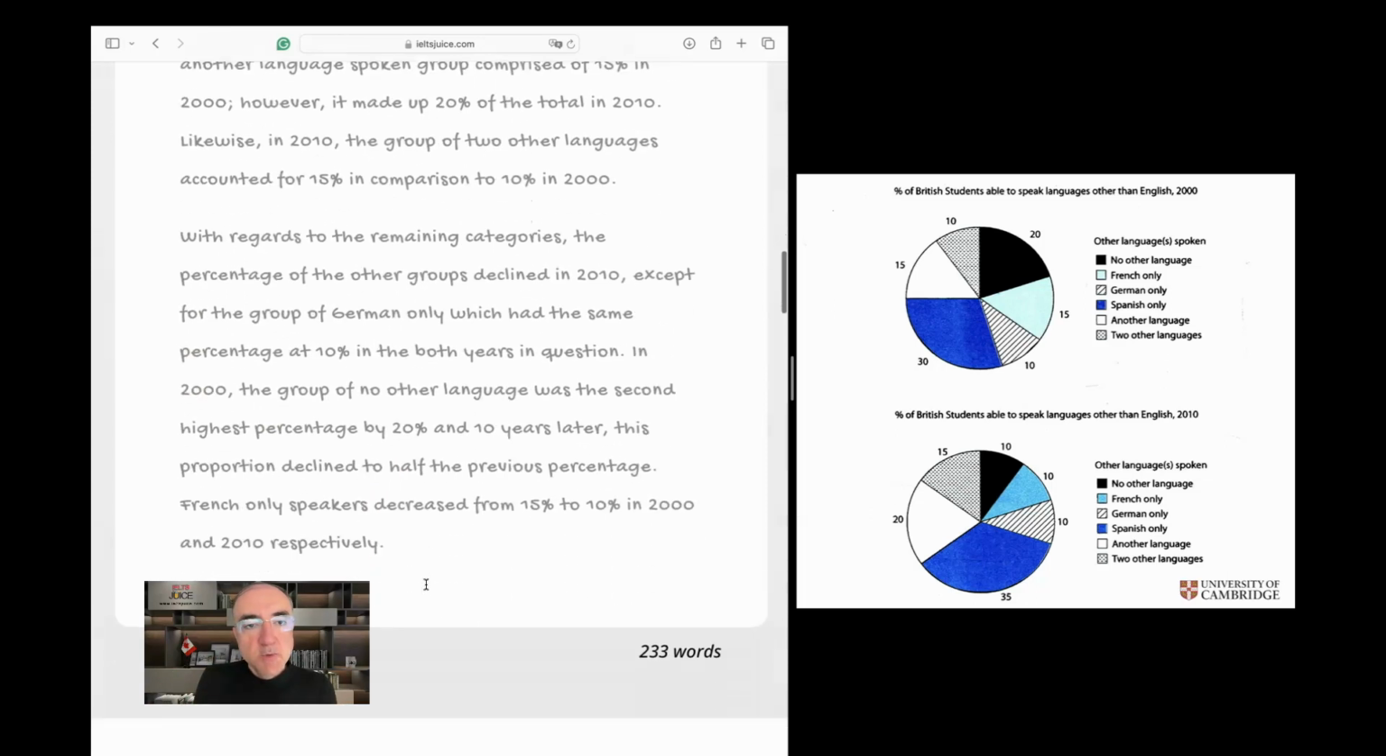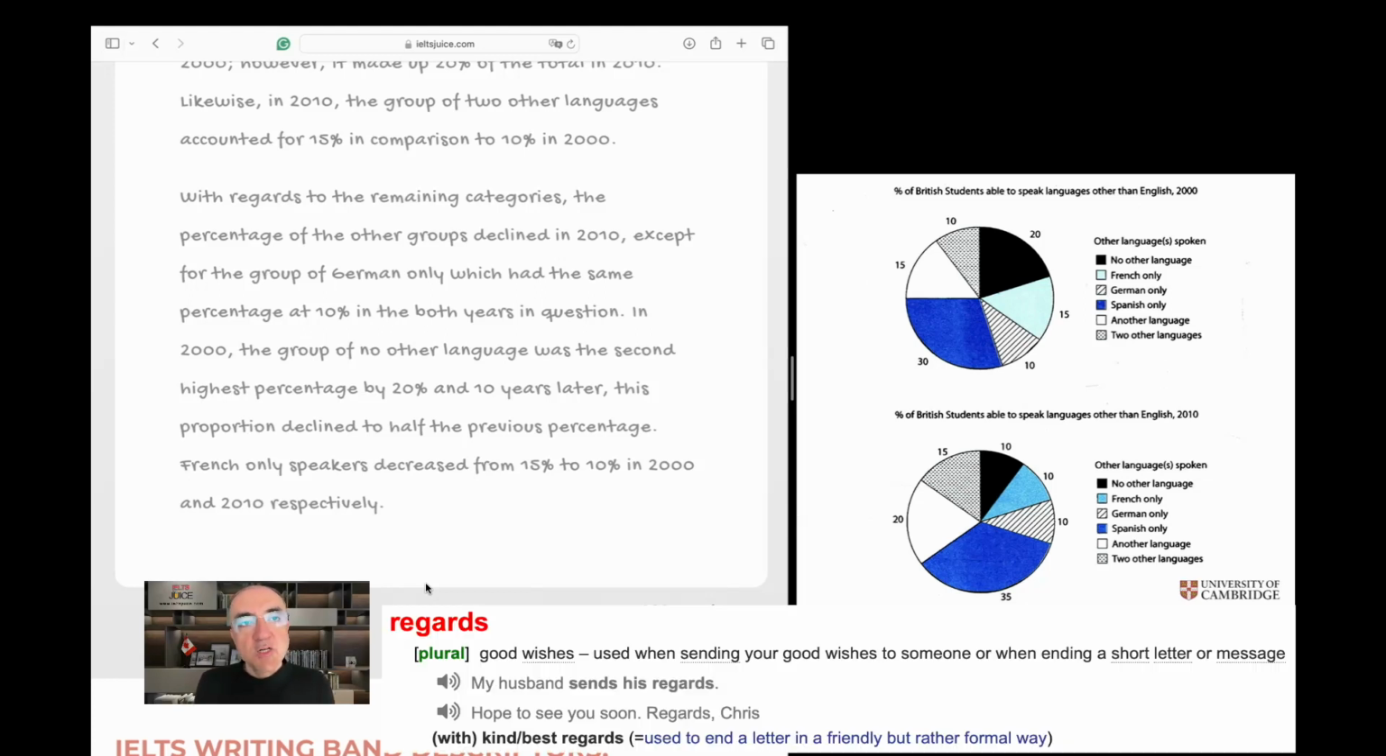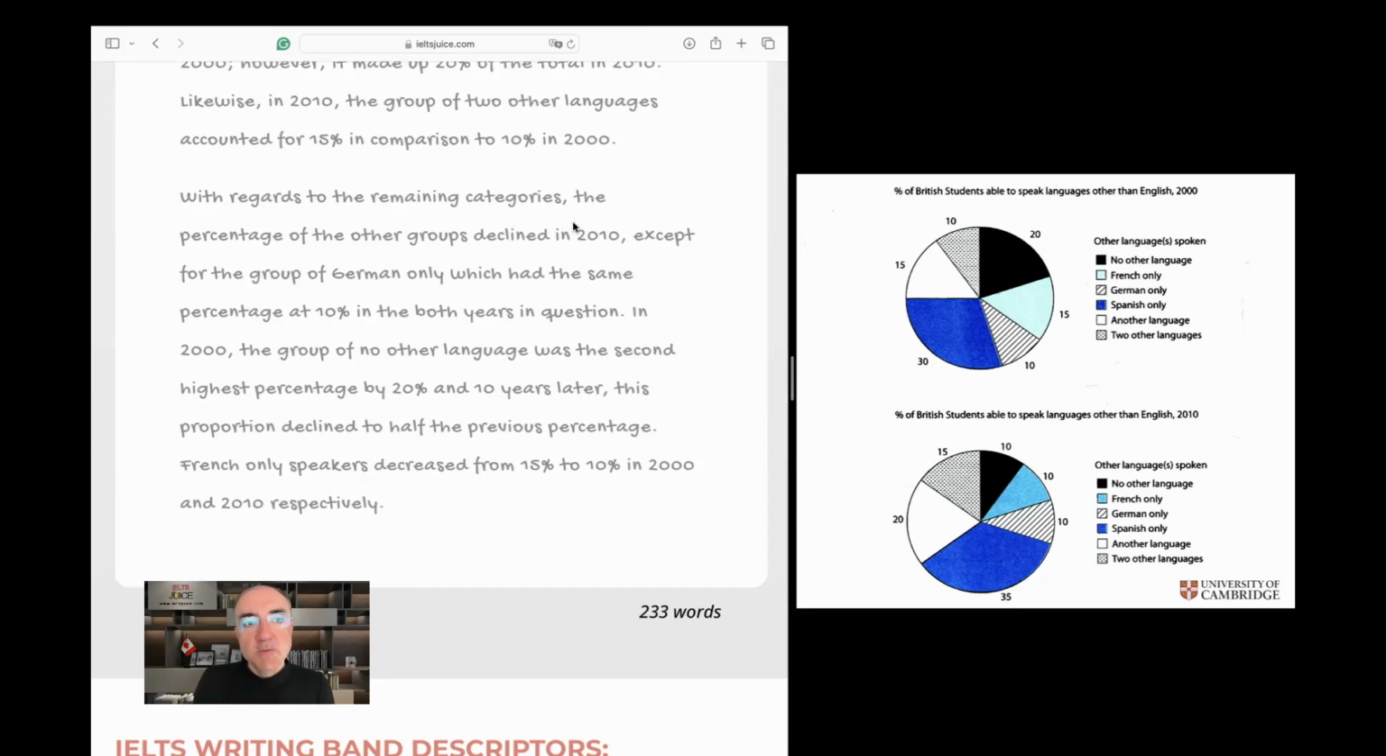Let's move on to the other body paragraph, which is the last body paragraph. So everything happens here. This is it. With regard to, "regards" is something else, it's another word. With regard to the remaining categories, the percentages of the other groups declined in 2010. Now that's a good opening, except for the group of German only, which had the same percentage at 10% in both years.